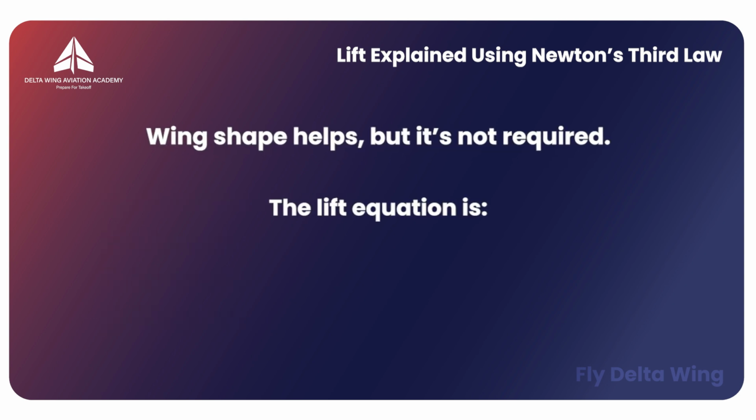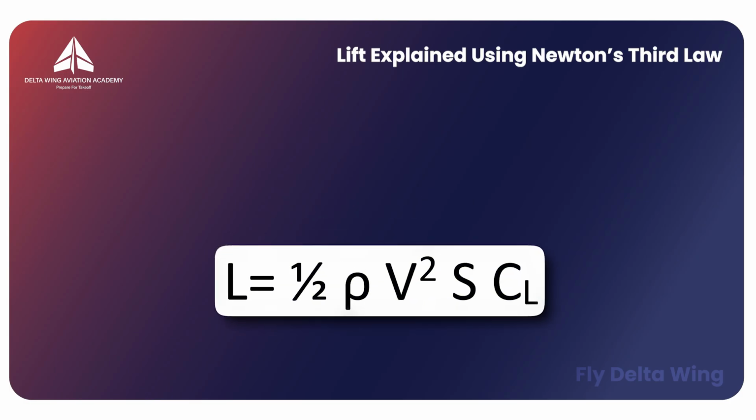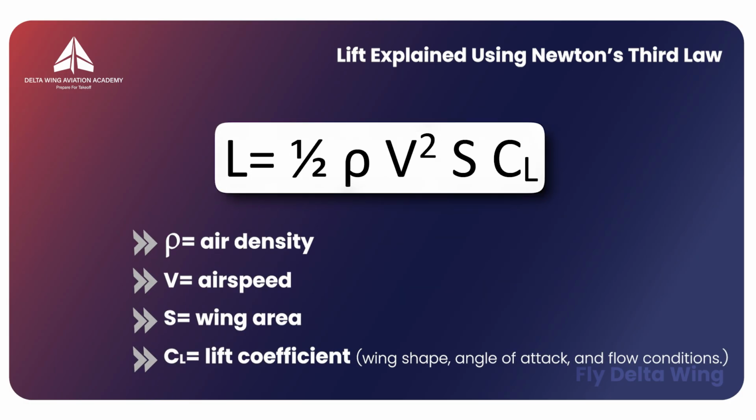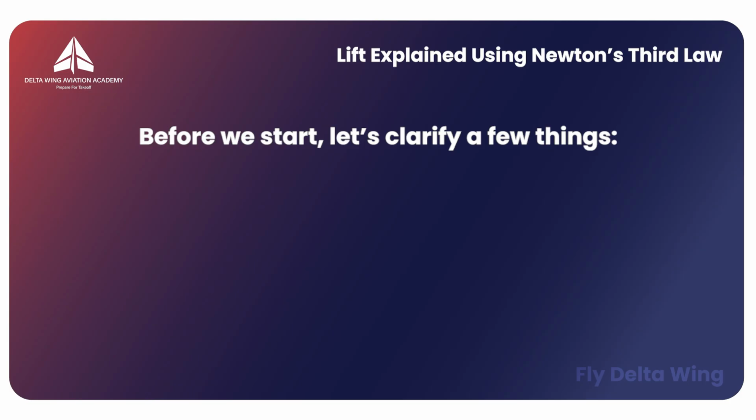The lift equation is where rho equals air density, V equals airspeed, S equals wing area, and CL equals the lift coefficient, which depends on wing shape, angle of attack, and flow conditions. Before we start, let's clarify a few things.